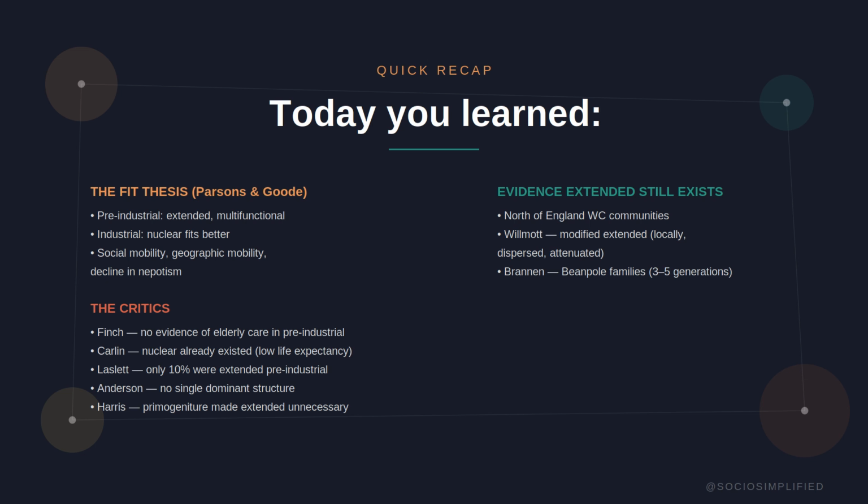The critics: Finch says there is no evidence of elderly care in pre-industrial times. Carlin says nuclear was already common because of low life expectancy. Laslett found only 10% of pre-industrial families were extended. Anderson says no single structure dominated during industrialization. Harris says primogeniture made the extended family economically irrelevant anyway.